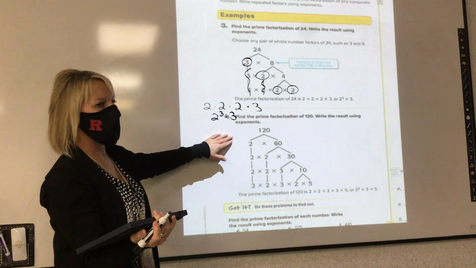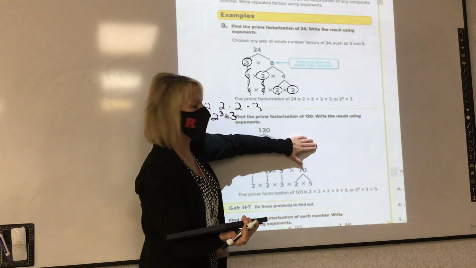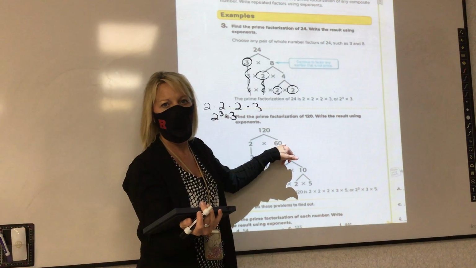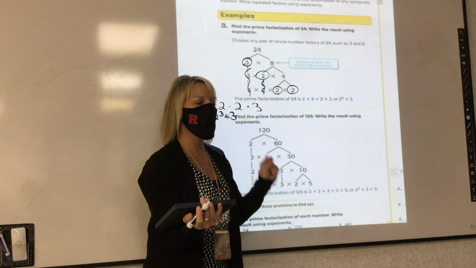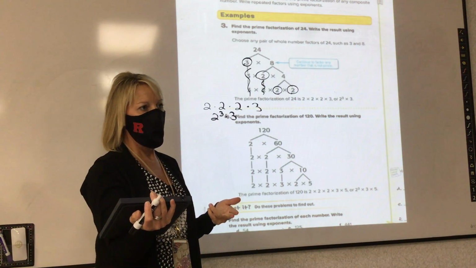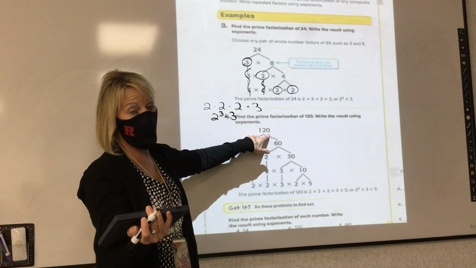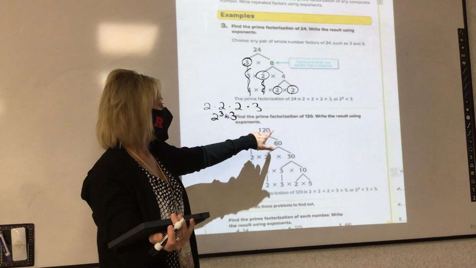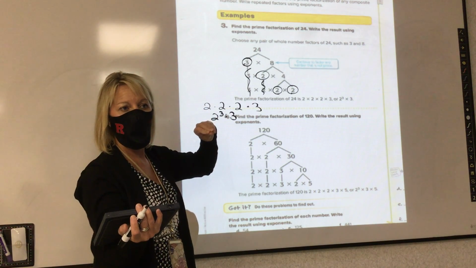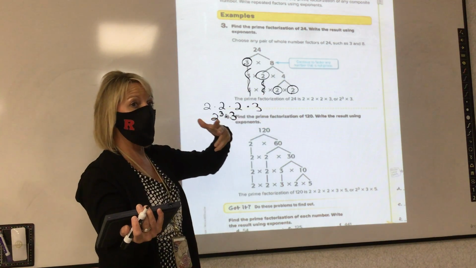Let's look at number 4. 120. Let's say we don't know any of this information. 120 is a pretty big number, right? You have to use your knowledge of the divisibility rules. Check: is it an even number? Yes, I can always start with 2. But if it ends in 5 or 0, I can divide it by 5. If it ends in 0, I can divide it by 10.